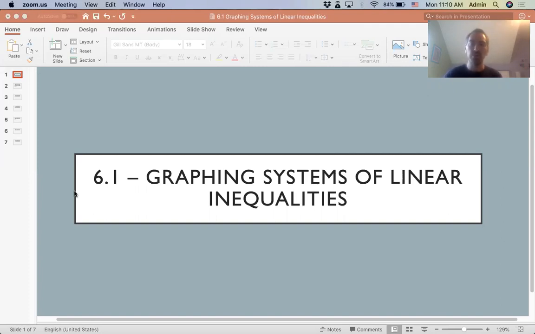Now, there are two different methods that we're going to see in chapter 6. The first one is the method of corners, and the second is the simplex method for solving these linear programming problems. So we're going to look at the method of corners first. Before we get to this method in 6.1, we're just reviewing how to graph a linear inequality and graph a system of linear inequalities. That's key to this method of corners. So let's take a look at that first.